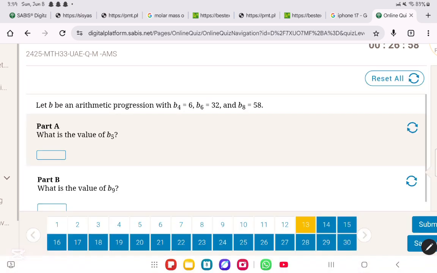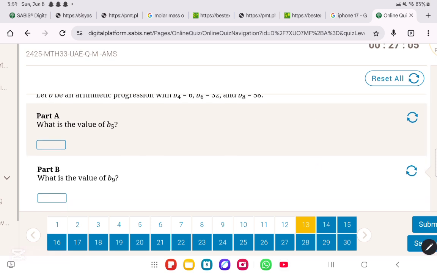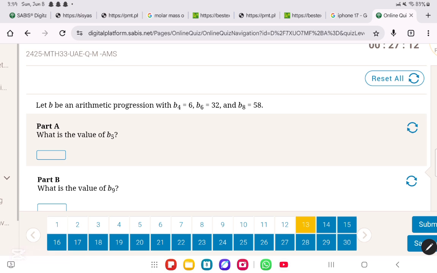Let b be an arithmetic progression with b_4 equals 6, b_6 equals 32, and b_8 equals 58. What is the value of b_5? How do we find the value of b_5? Very simply, how I would like to do this, I don't know if it's a bit complicated, but what I'm going to do is subtract these two values, and I will divide this difference by 2.